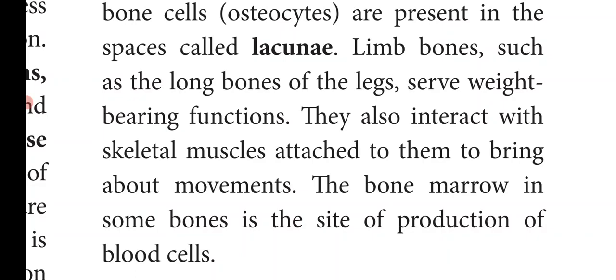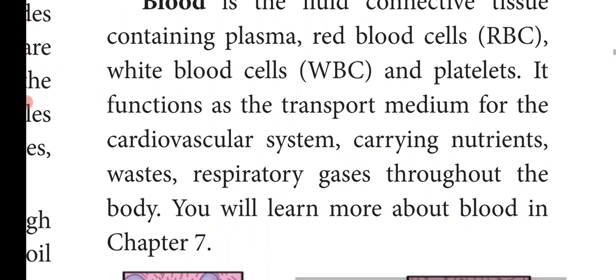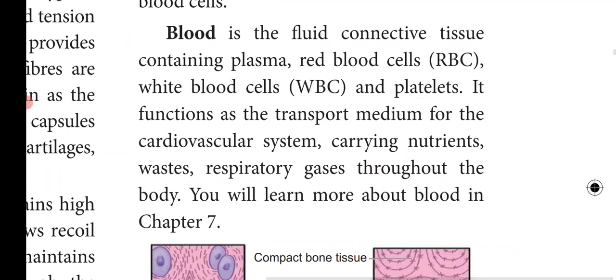The bone marrow is the site of production of the blood cells. So the blood cells, mainly the RBCs, are produced in the bone marrow. Next we will discuss the blood.